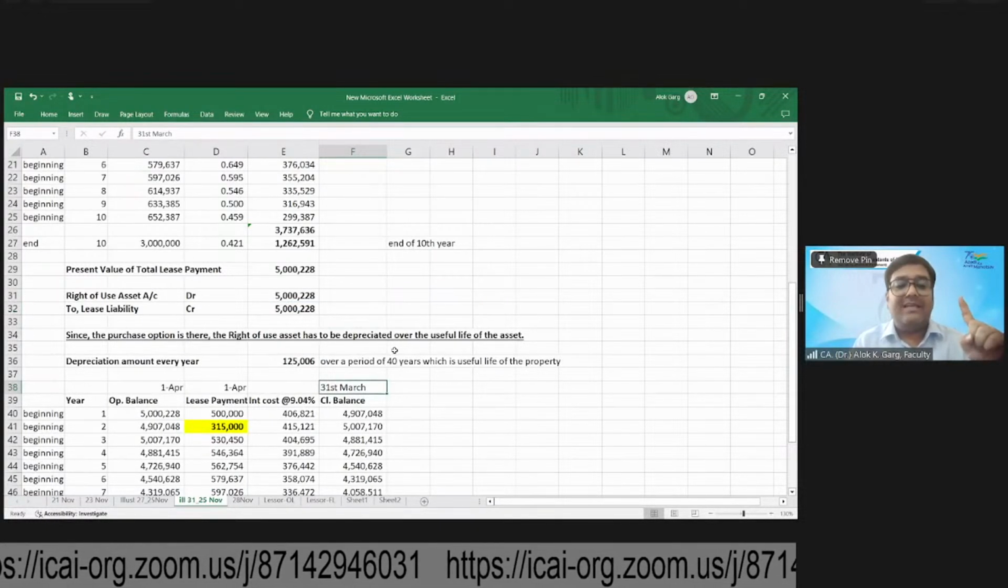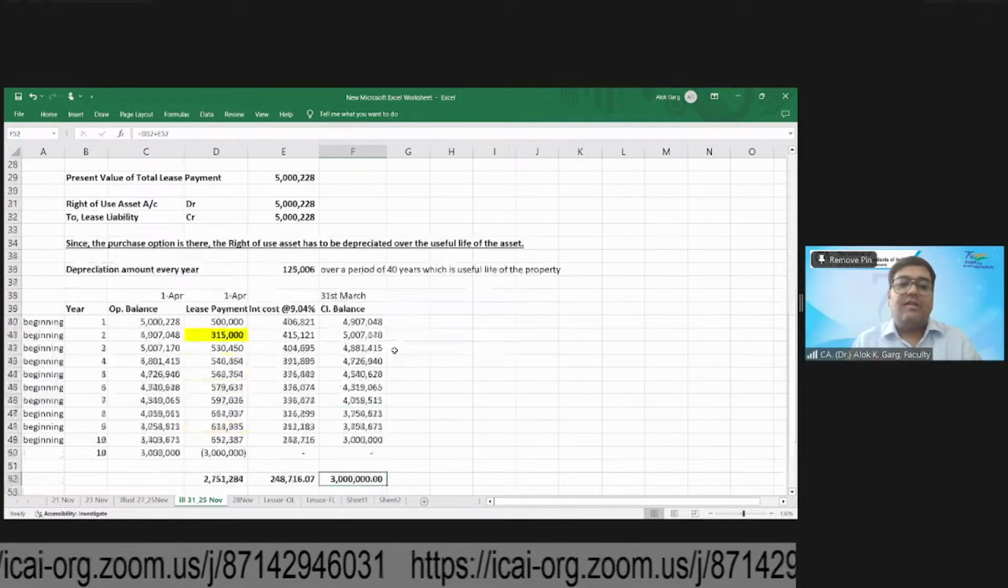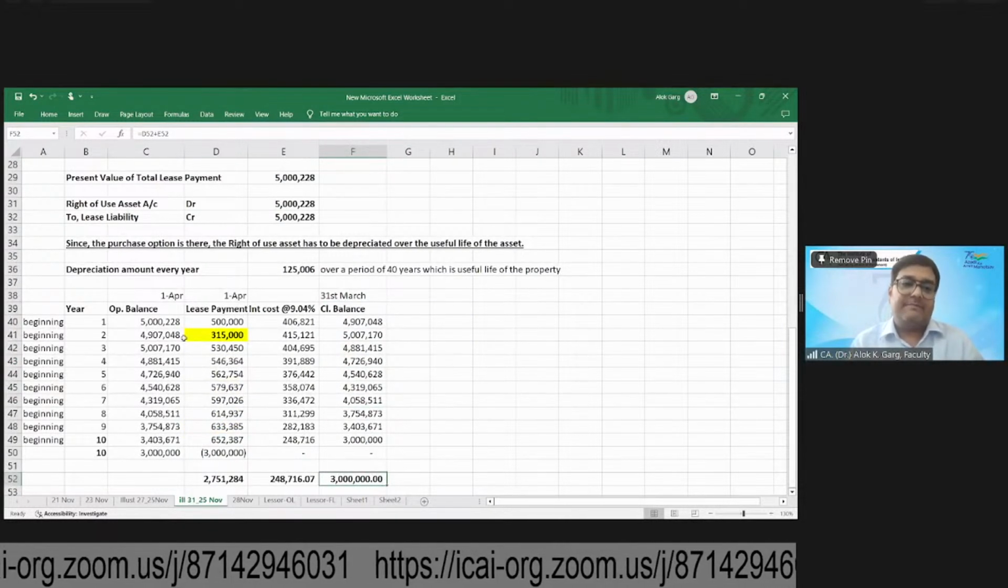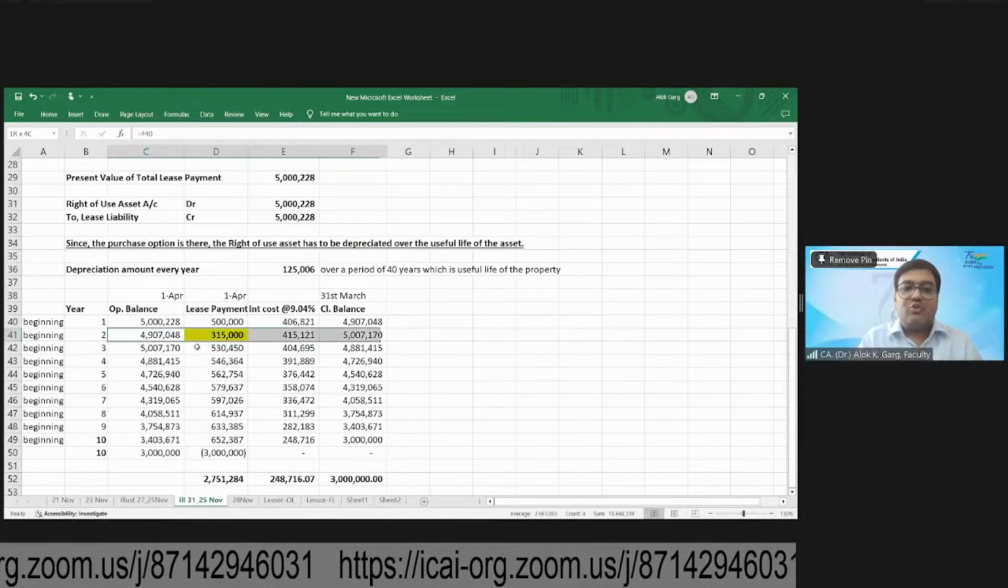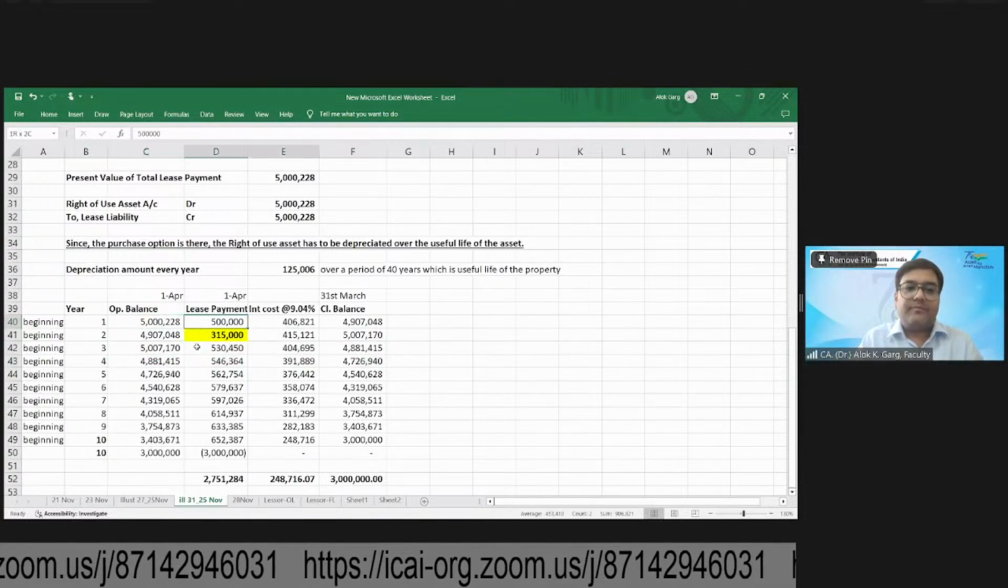Then what is your lease liability schedule? You have to pay the lease payment only for 10 years. Your lease liability schedule will come like this. And let me show you the fresh lease liability schedule. Correct?